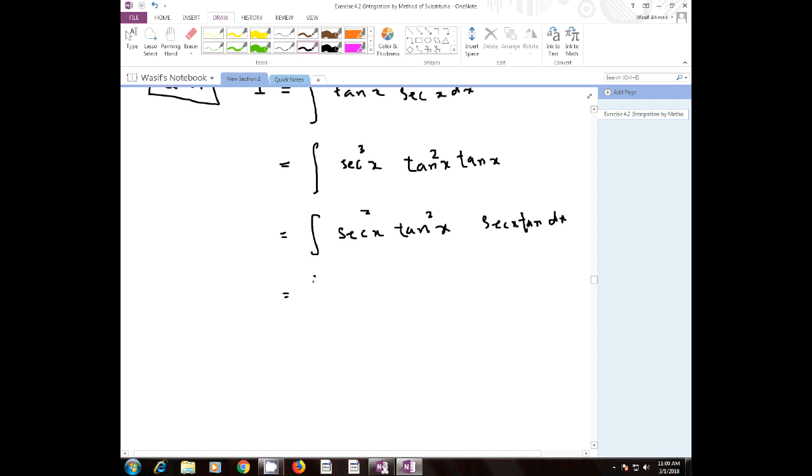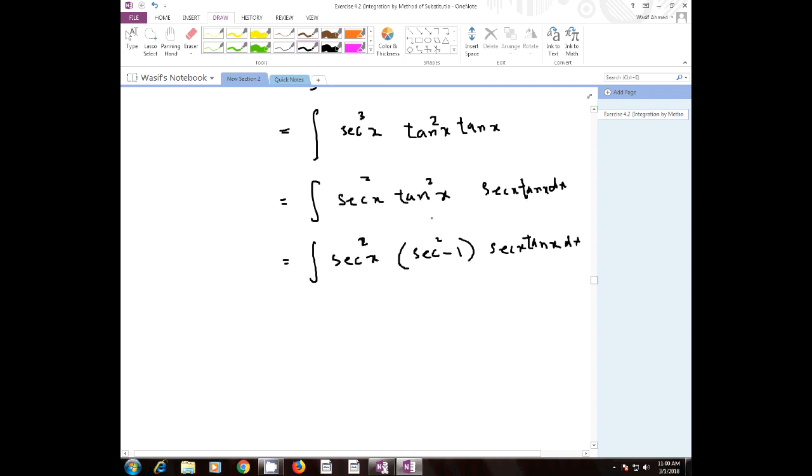And instead of tan square x, you may have written it like secant square x minus 1. And the rest of the terms have to remain as themselves, secant x tan x dx. Because secant square x minus tan square x is equal to 1, therefore I have replaced tan square x by secant square x minus 1.